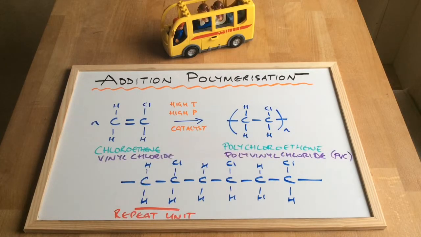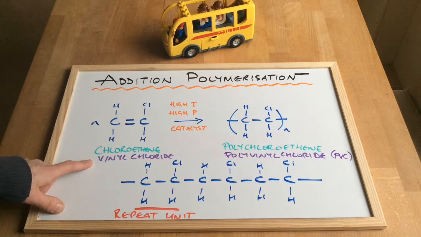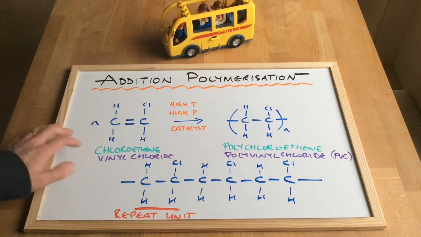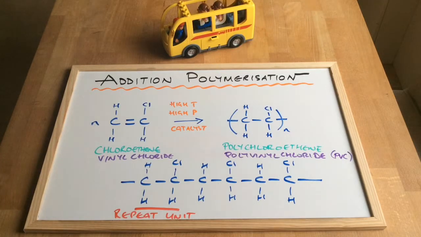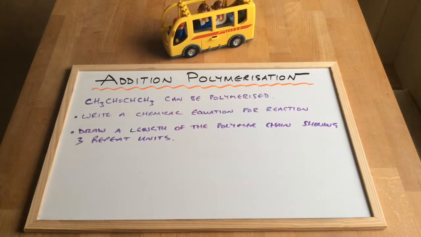Now often chemicals have more than one name. The old name for chloroethene was vinyl chloride, and so the polymer that you form from this monomer would be called polyvinyl chloride, and we know that as PVC, and that name's still widely used today. But it's actually polychloroethene. So we'll look at a typical question now, and I'll share with you a top tip that my chemistry teacher gave me when I did my A-level chemistry.